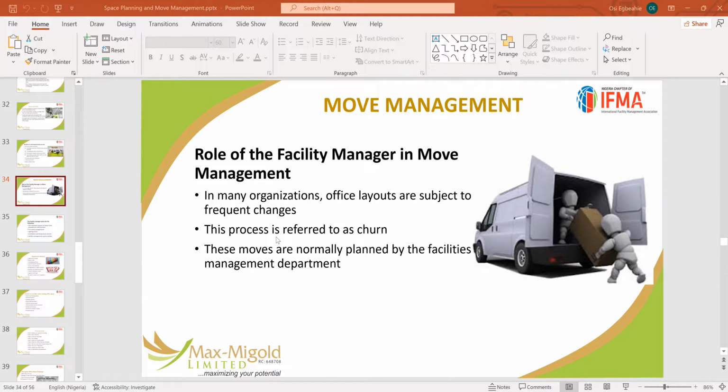In many organizations, office layouts are subject to frequent changes. These changes are referred to as churn rate. These movements are normally planned by the facility management department when you have major movements.